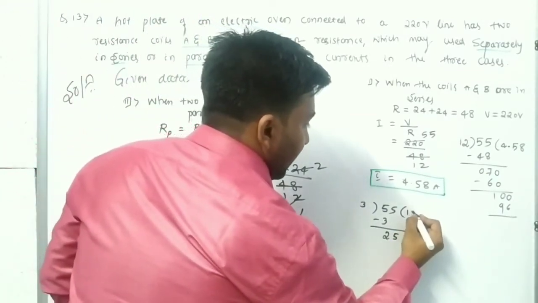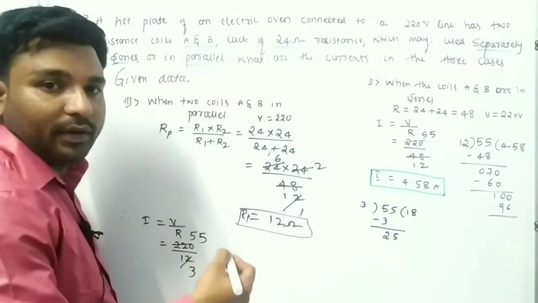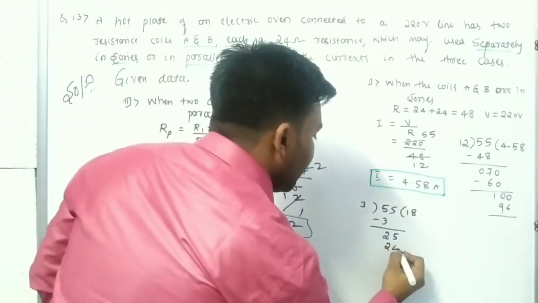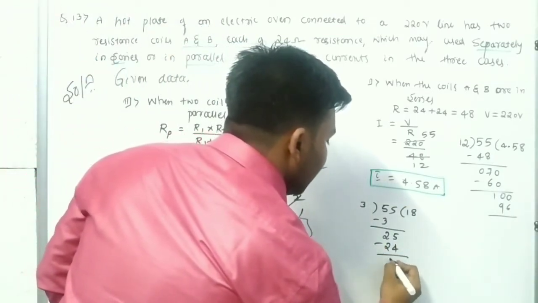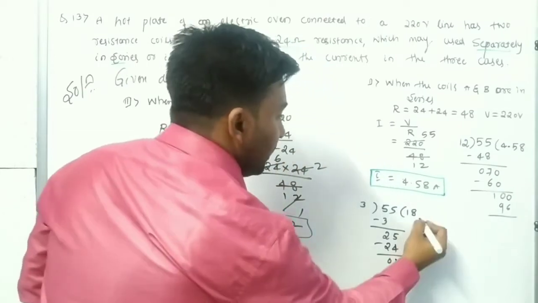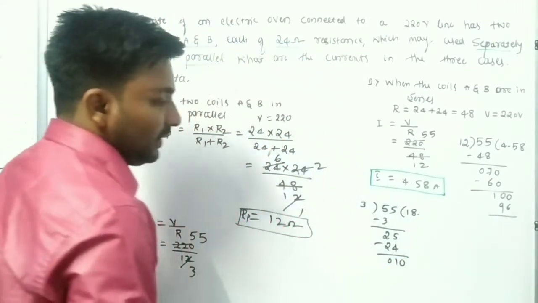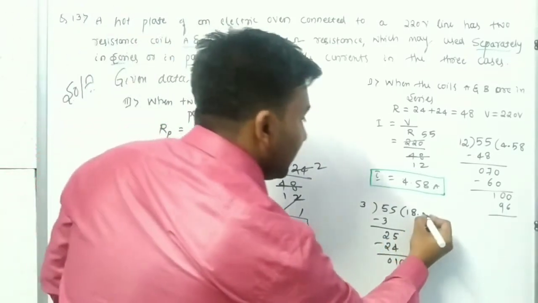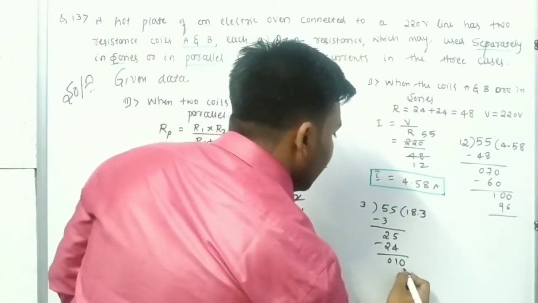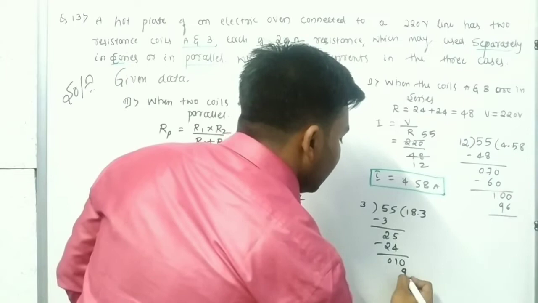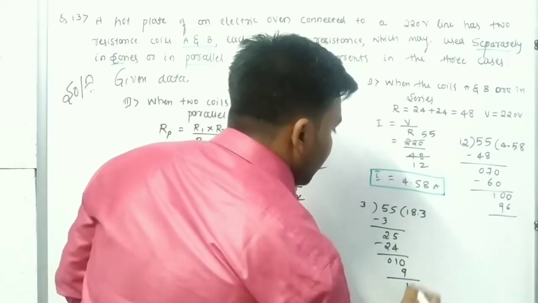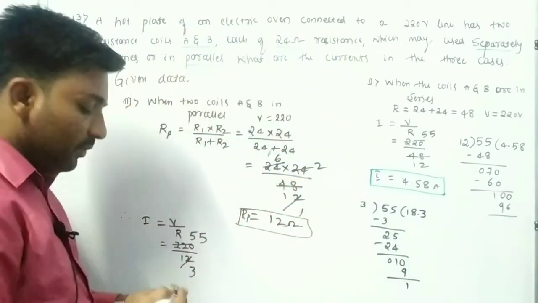3 8s are 24, right? You will get here 1. Now take 1 0, it is 10, right? 3 3s are 9, so you will get 3. So 3 3 it will come like this only.